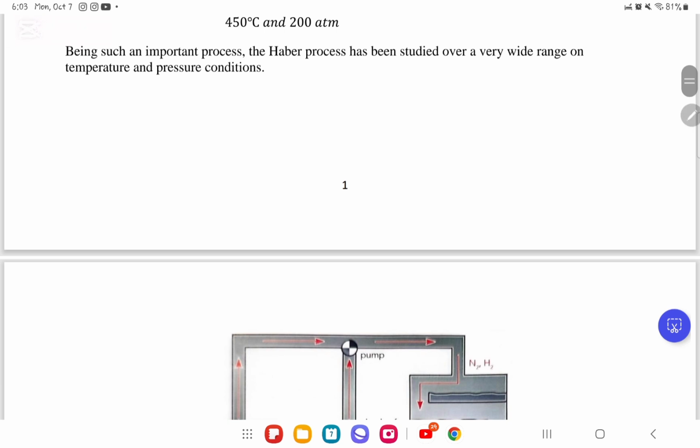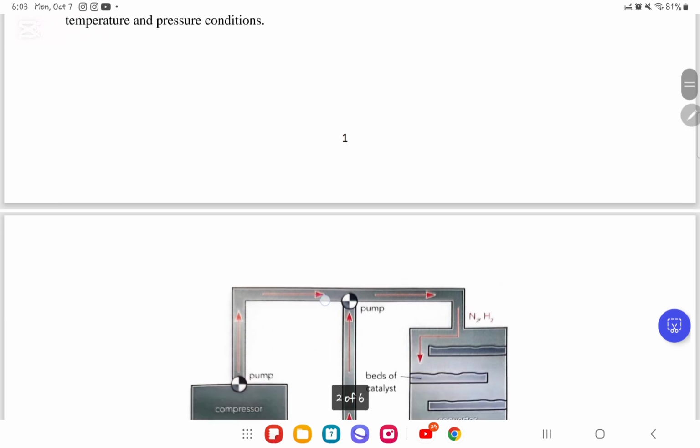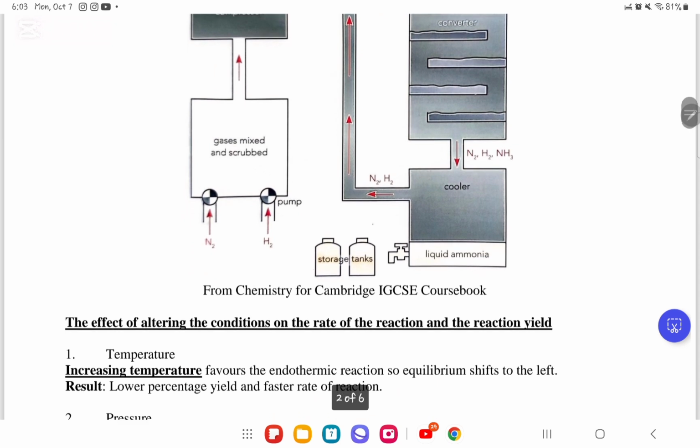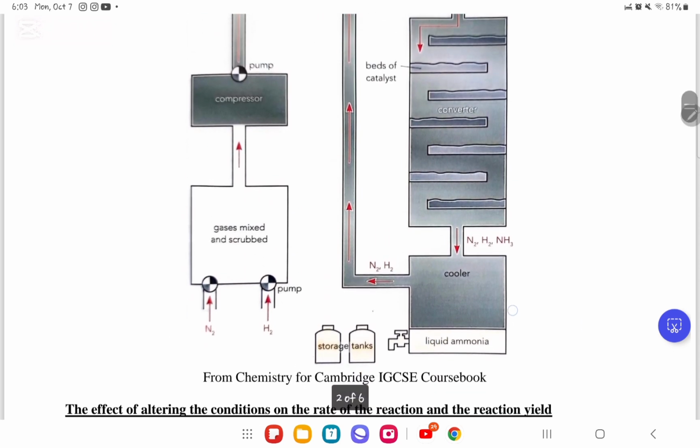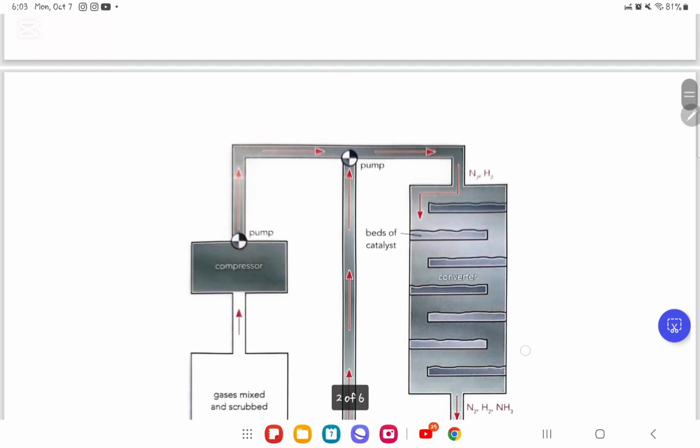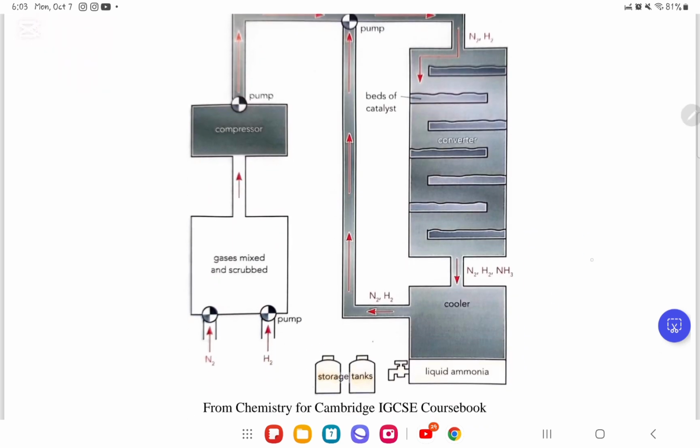So, the Haber process is a very important process, we should know. Now, this is what it will look like. This is the machine that will make the N2 and H2, the nitrogen and hydrogen, into ammonia. So how do we do it?